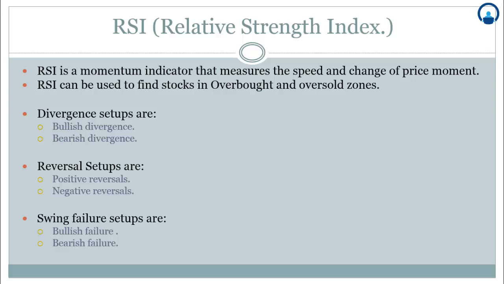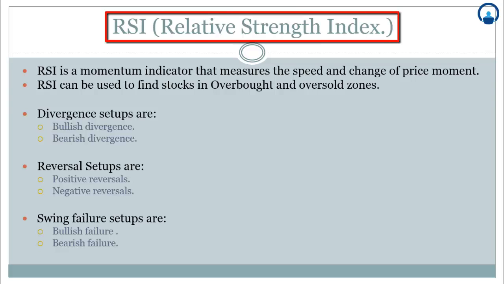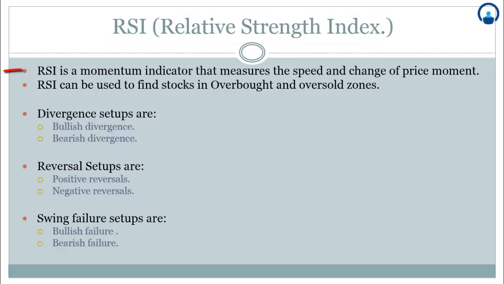Next, we learned about RSI, relative strength index, and how it can be used in a wide range of ways. RSI is a momentum indicator that measures the speed and change of price movement. RSI can be used to find stocks in overbought and oversold zones, as well as RSI can be used to trade divergences, reversals, and swing failures.